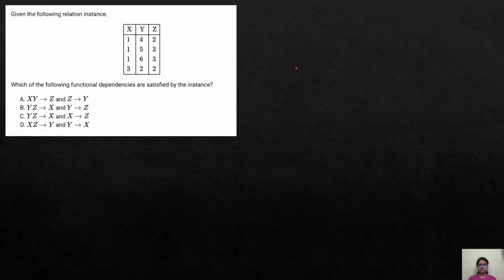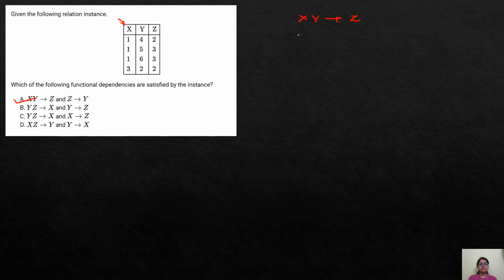Let's move to the next question. Okay, so the question says, given the following relation instance with x, y, z, and we have some values. Which of the following functional dependencies are satisfied by the instance? So let's check one by one. First check option A. What we have to check in option A: x, y determines z. So what are the values of xy? Let's write down here and check for z.